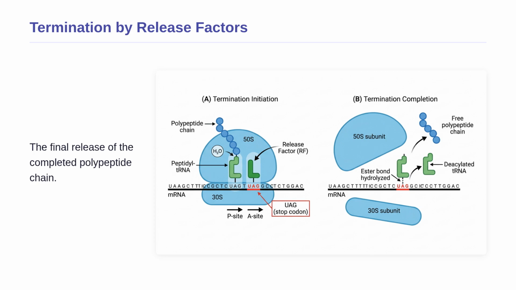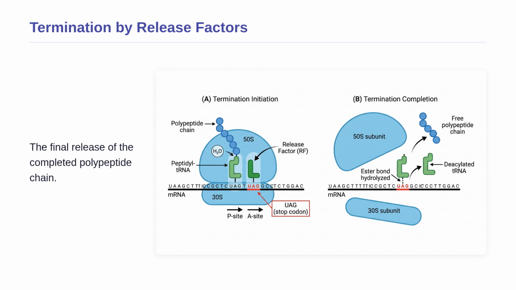Having calculated the fidelity of the final product, let us visualize exactly how that product is released. Here, you see the mechanism of translation termination. On the left side, notice the red UAG stop codon positioned perfectly in the A site. Because no transfer RNA can read this, a specialized release factor, labeled RF, enters the A site instead. Look closely at the water molecule being introduced. This triggers the hydrolysis reaction.